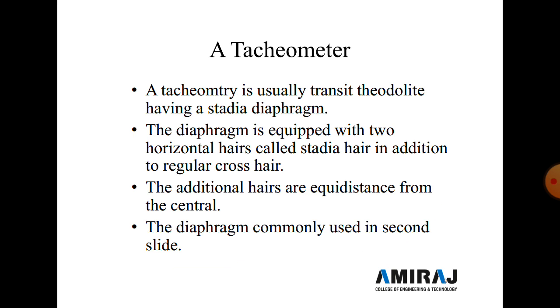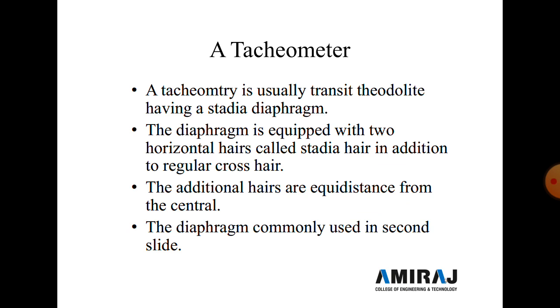A tachometer is usually a transit theodolite, one type of theodolite, using a stadia diaphragm. The diaphragm is equipped with two horizontal hairs called crosshairs or stadia hairs, in addition to the regular cross-section hair. The additional hairs are equidistant from the central hair. Equidistant means the top and bottom hairs are at an equal distance.